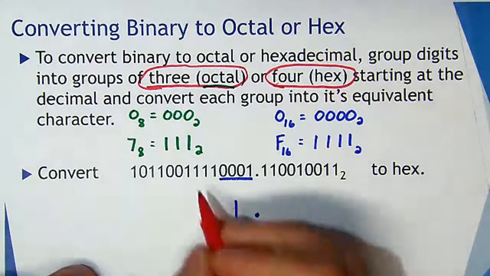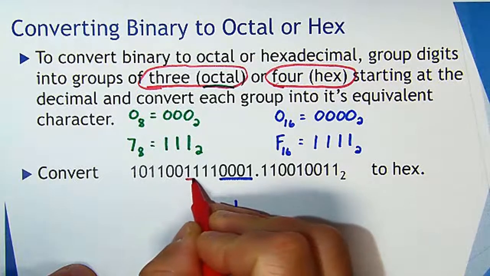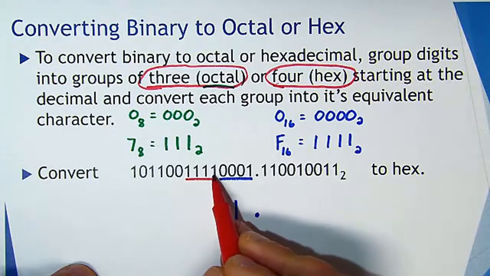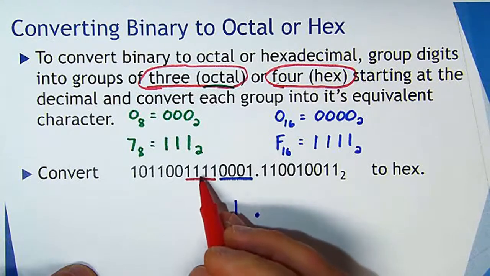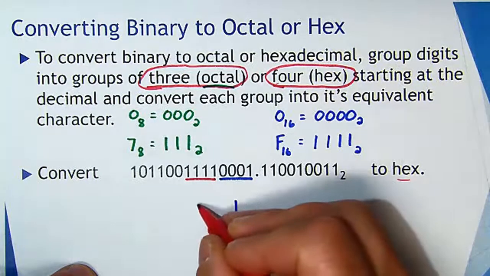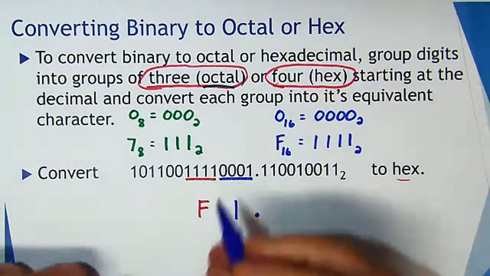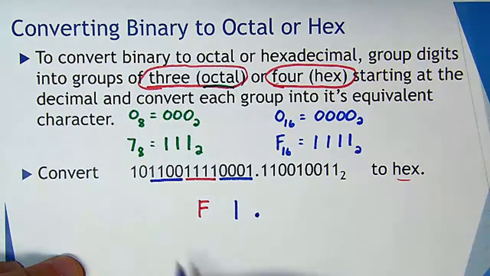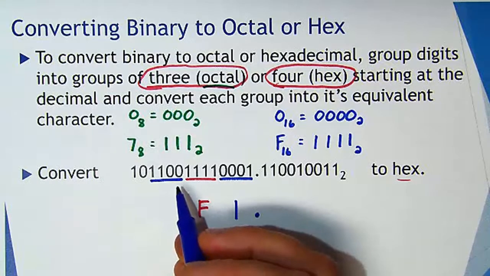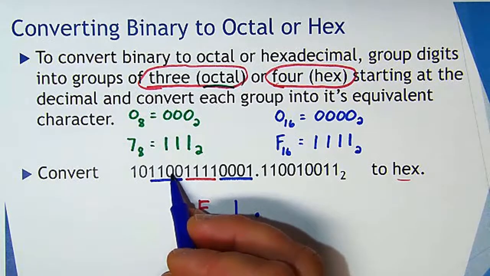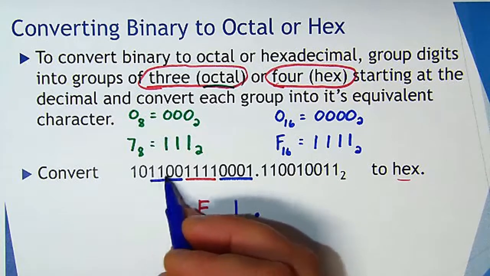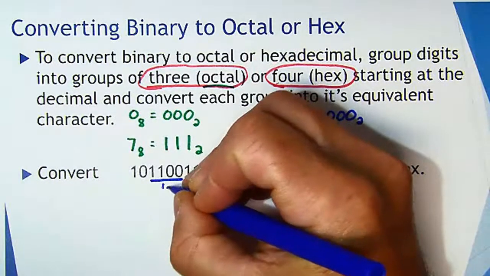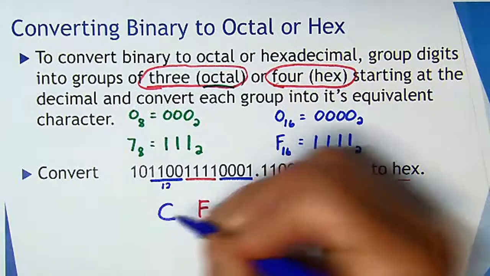Now I'm going to switch to red. Not that it's wrong, I just want you to see these numbers pop out a little bit. The next group of 4 digits are 1111, and we just saw a minute ago that 1111, if we're converting to hex, that's F. The next 4 digits over are 1100. Well, that's no 1s, no 2s, 1 4, and 1 8. That's 12. But 12, when we convert that over to hex, is C.